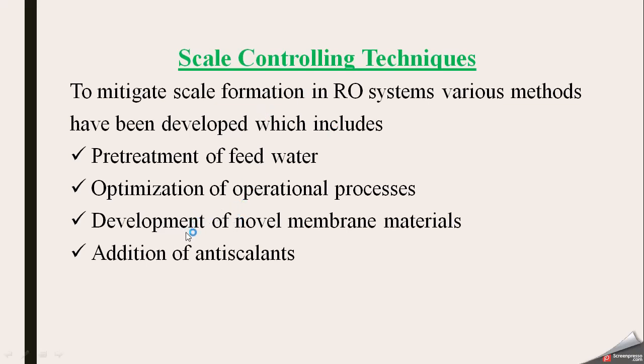And third one is development of novel membrane material, that is the membrane material also plays a role in the formation of scaling or fouling. So we will modify this membrane material to avoid the scale formation. And then addition of anti-scalant, which is nowadays very popular, that is adding some sort of chemicals or compounds which can minimize or reduce the formation of scaling processes. So in this video we will describe the basics of all these four techniques.